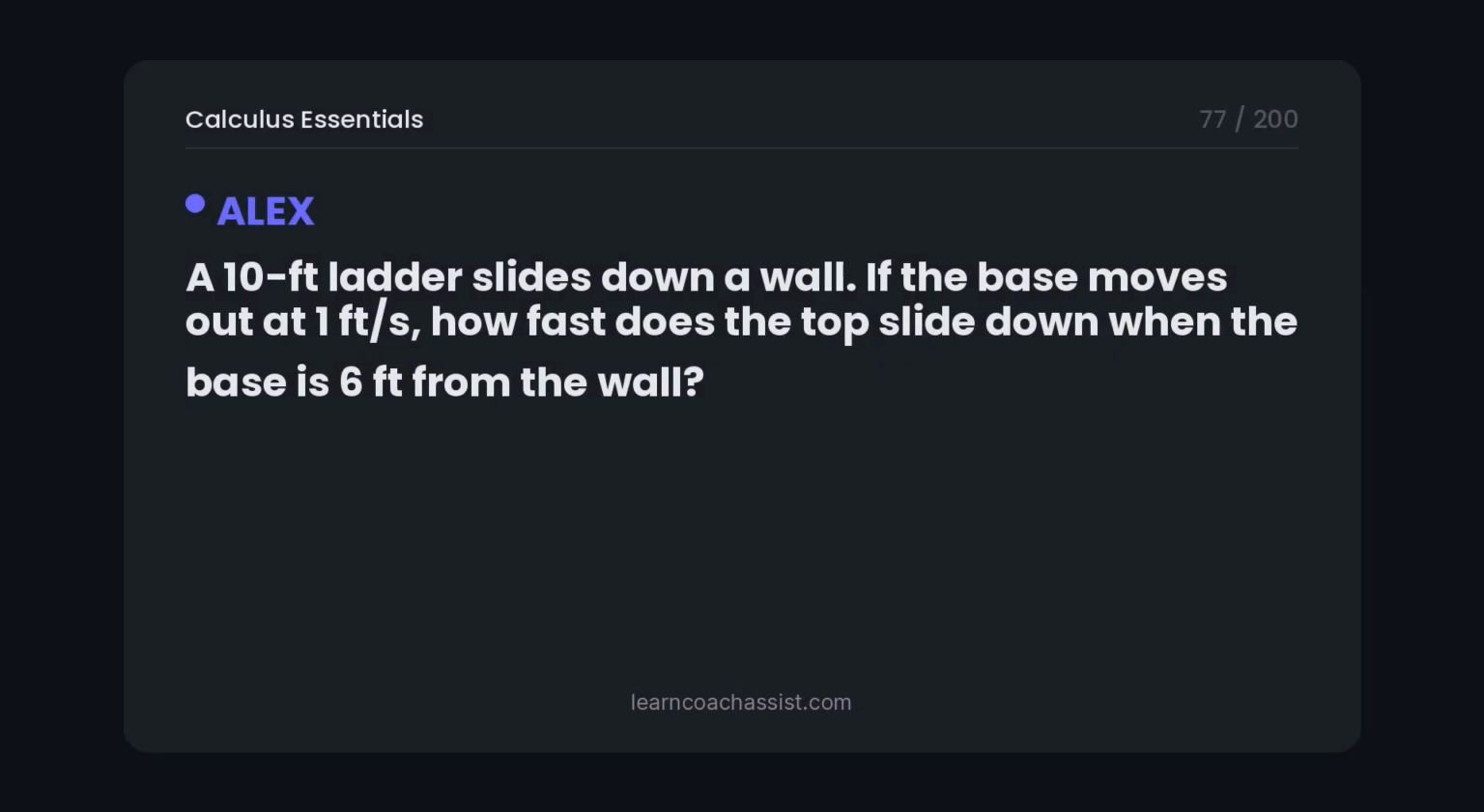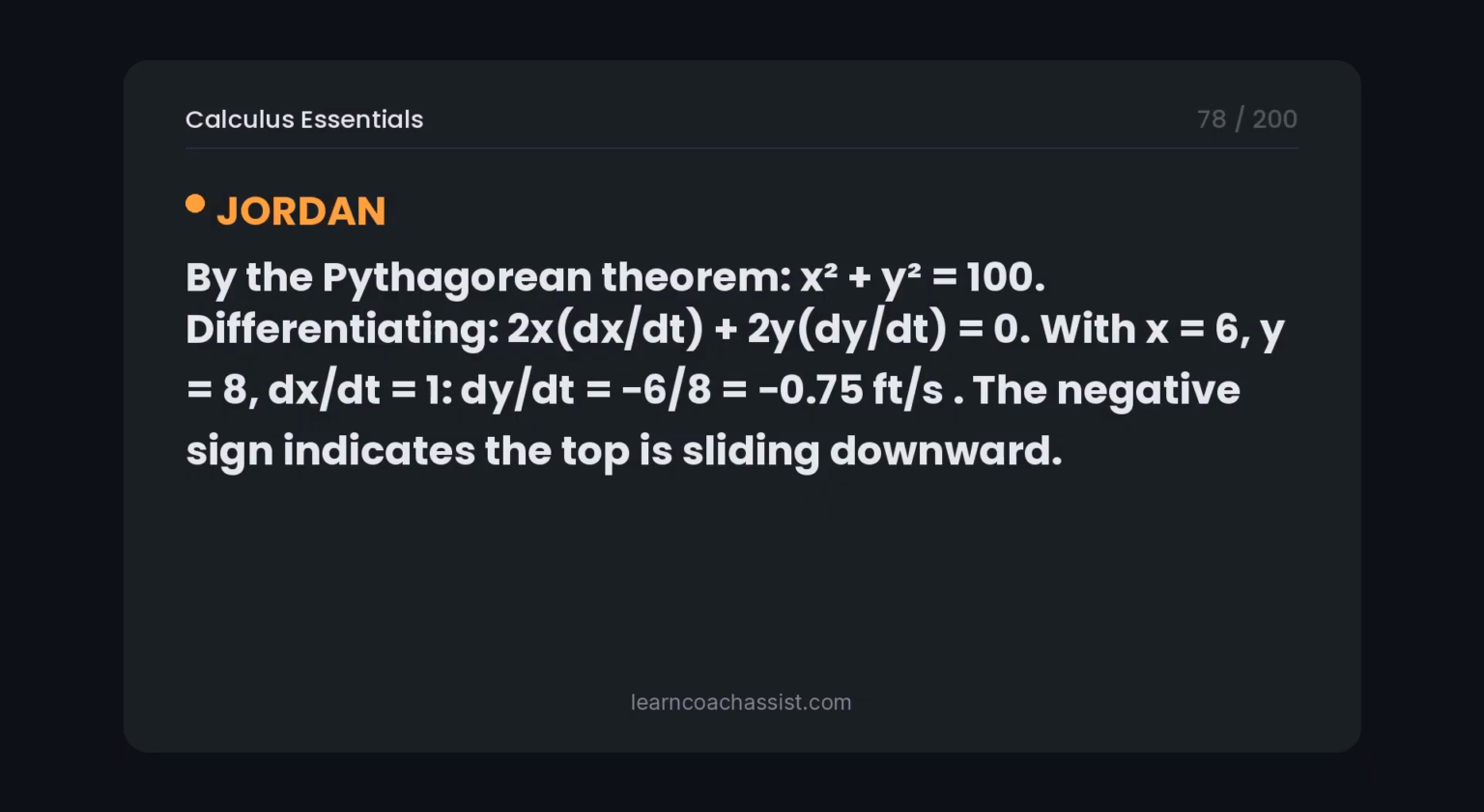A 10-foot ladder slides down a wall. If the base moves out at 1 foot per second, how fast does the top slide down when the base is 6 feet from the wall? By the Pythagorean theorem, x^2 + y^2 equals 100. Differentiating, 2x dx/dt plus 2y dy/dt equals 0. With x equals 6, y equals 8, dx/dt equals 1, dy/dt equals -6/8 equals -0.75 feet per second. The negative sign indicates the top is sliding downward.